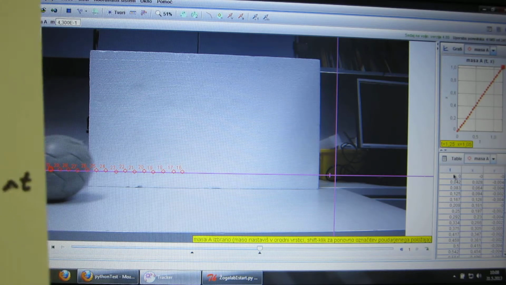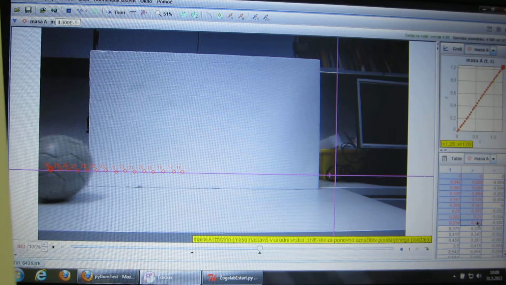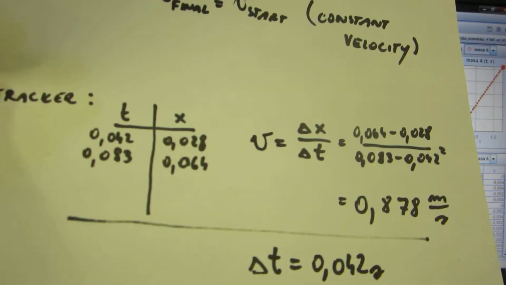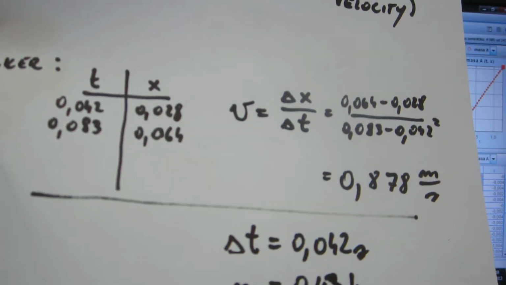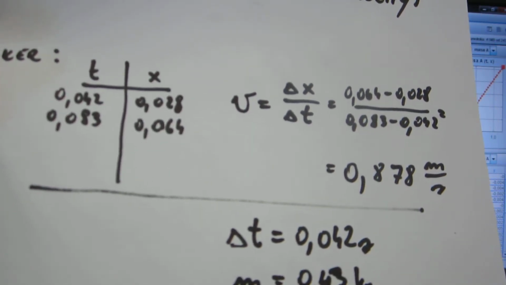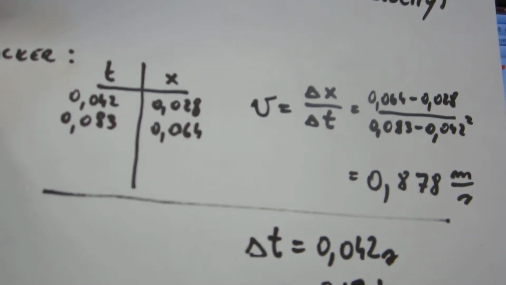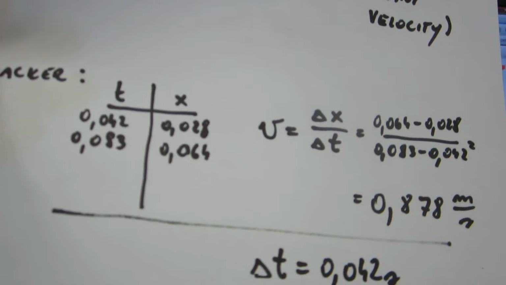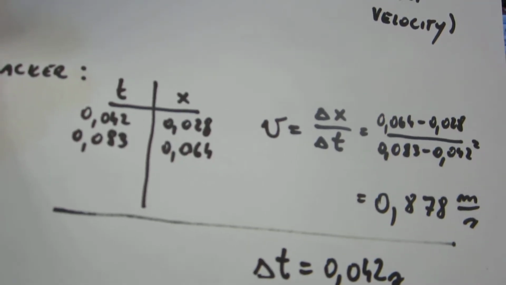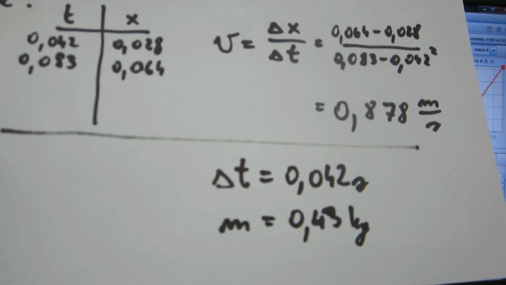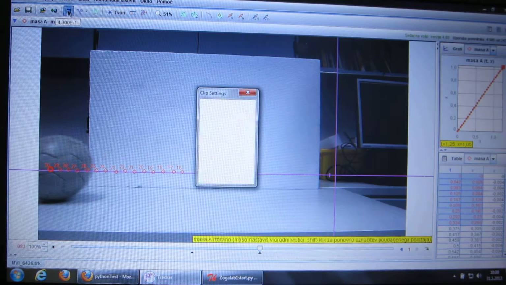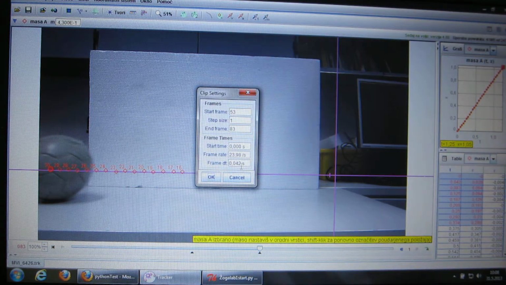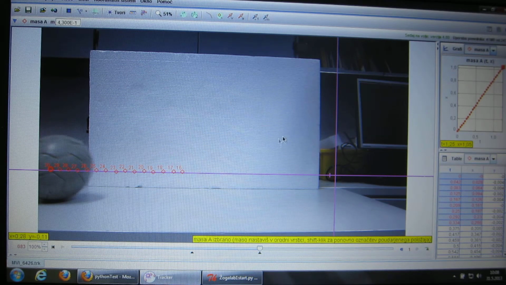With these numbers, I calculated the velocity. Velocity equals the difference in position divided by the difference in time. I get 0.878 meters per second, and the frame interval is shown here. It's 0.042 seconds.